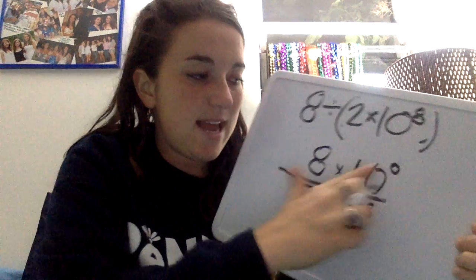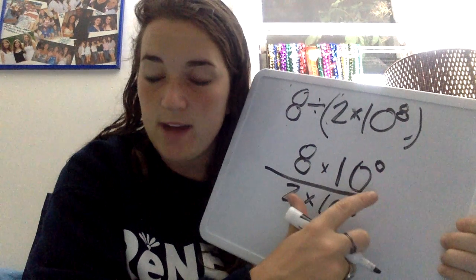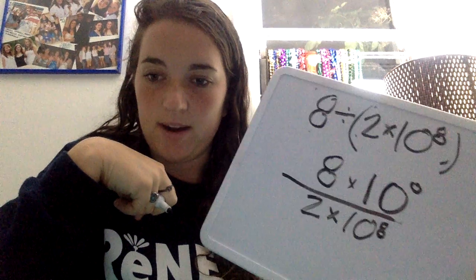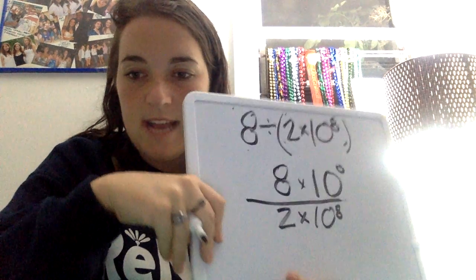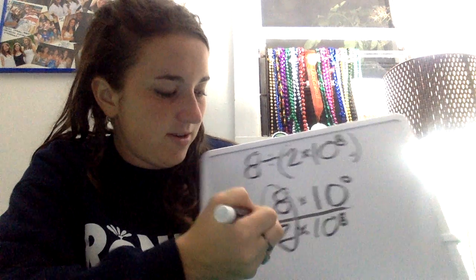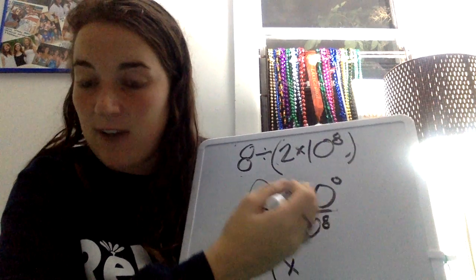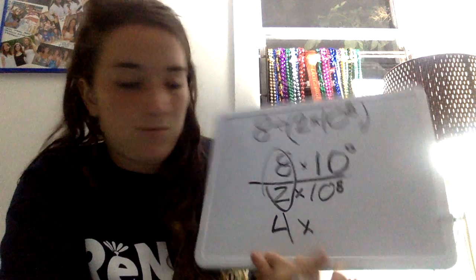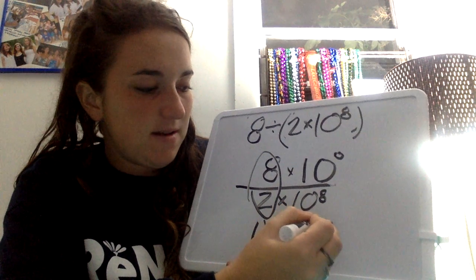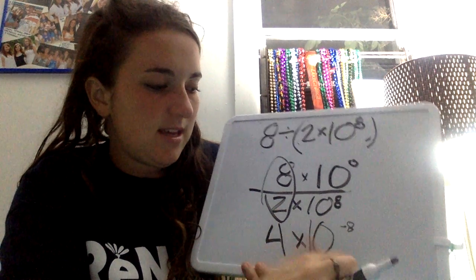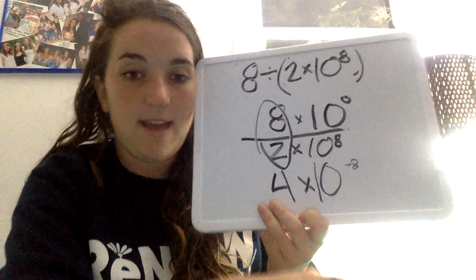Anything raised to the 0 power is the same as what? It's the same as 1. So 8 times 1 doesn't change my numerator, so I can make it 8 times 10 to the 0 power. Now I can divide the way I divided my other scientific notation problem. I can start with my front numbers. 8 divided by 2 is 4 times, what do I do when I'm dividing exponents with the same base? I subtract the exponents, so I have 10 to the 0 minus 8. If I take 8 away from 0, I end up with negative 8. So my answer is 4 times 10 to the negative 8th power.